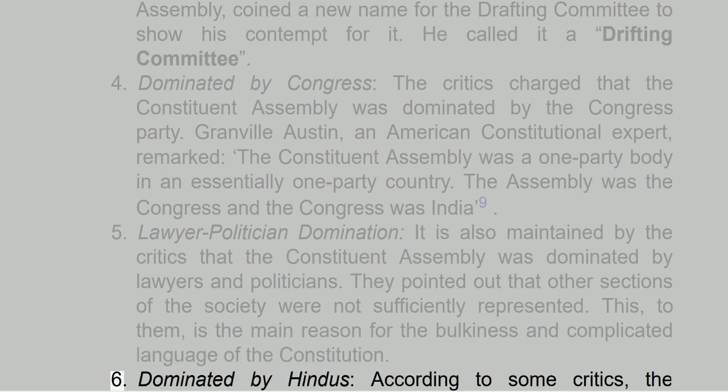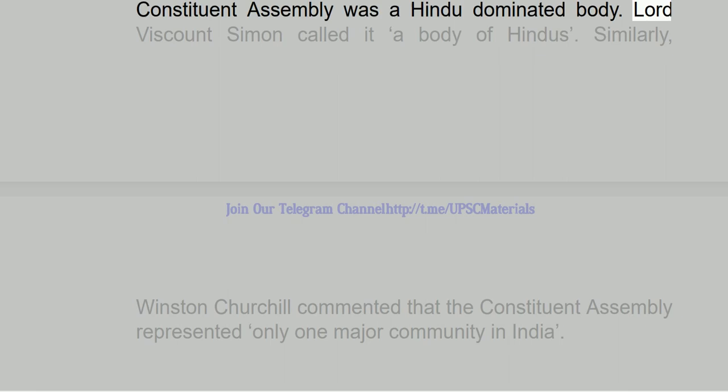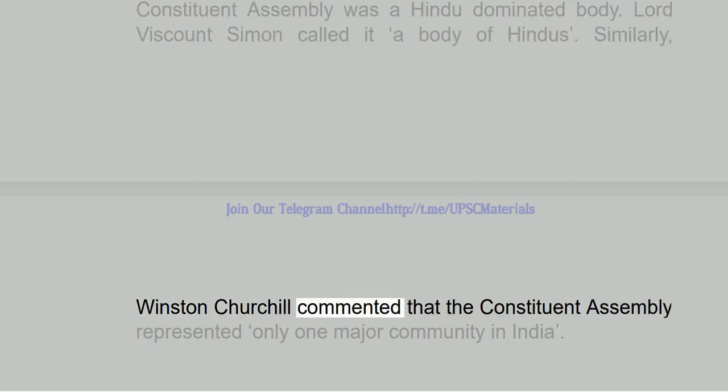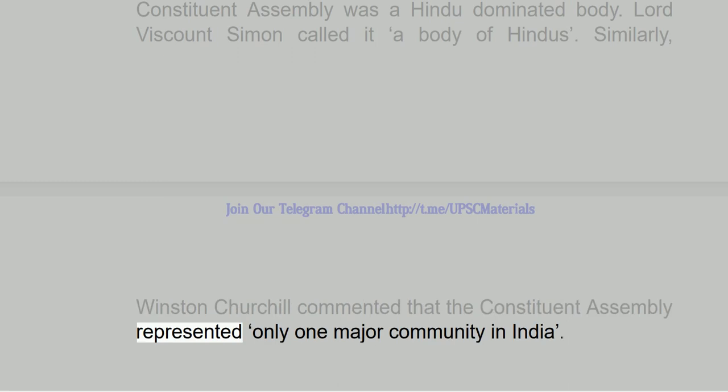6. Dominated by Hindus. According to some critics, the Constituent Assembly was a Hindu-dominated body. Lord Viscount Simon called it a body of Hindus. Similarly, Winston Churchill commented that the Constituent Assembly represented only one major community in India.